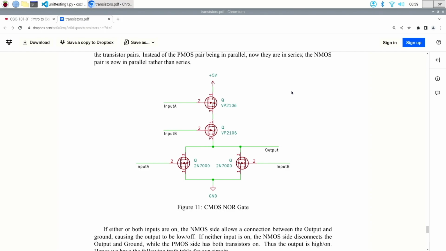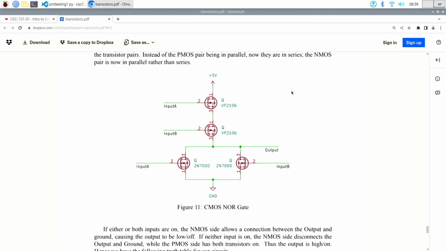This sort of begs the question, if we can build a NOR gate, and there's the circuit, how do we build an OR gate? Okay, there's an easy answer and there's a harder answer. What's the easy answer, Teo? Throw an inverter after it.